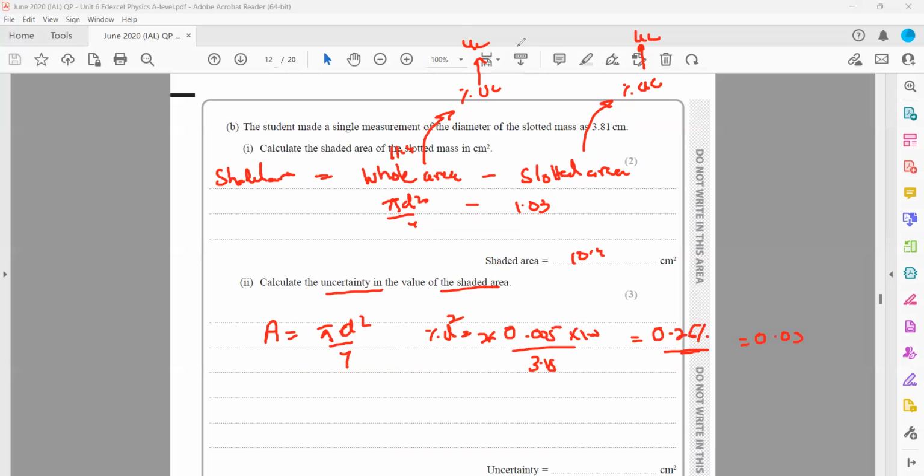So if this was 0.03, this is 0.02. What is the total uncertainty in the shaded area? That is 0.03 plus 0.02, that's 0.05. Is it clear, this one, about the uncertainties?